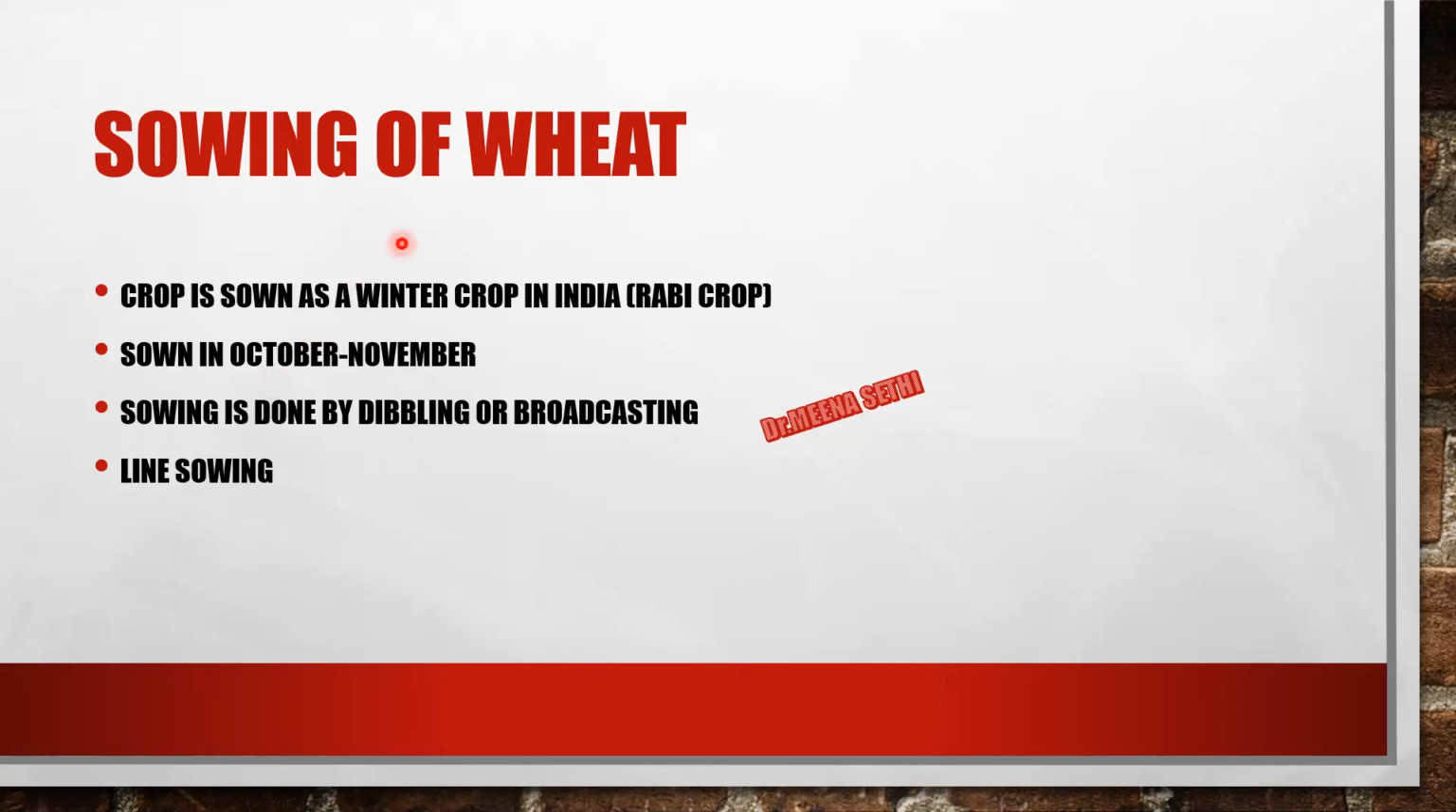Now, how do we sow the wheat? When temperature and climatic conditions are suitable, the crop is sown as a winter crop in India, a rabi crop. This is sown in the month of October to November, and sowing can be done by broadcasting or with the help of machines, which is called dibbling. We can go for line sowing with the help of machines.